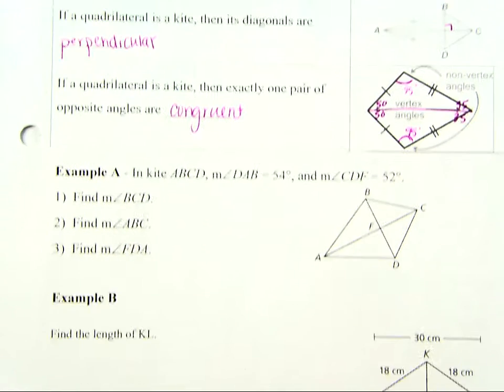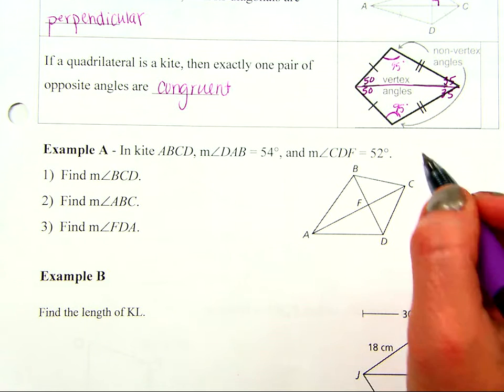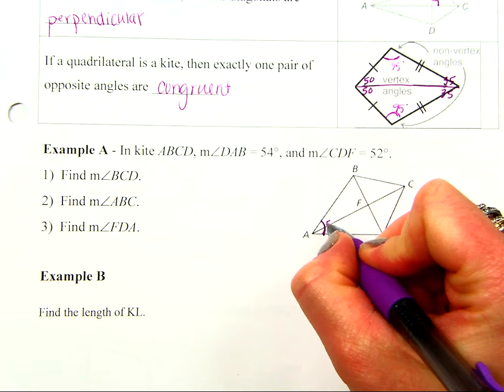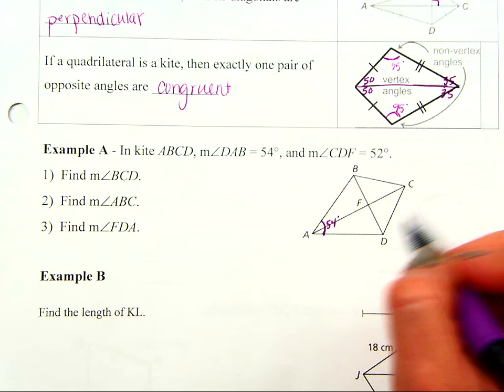Okay, they're going to ask us to take a look at finding some angle measures in example A, and sometimes there is more than one way to come up with your answer. In my kite ABCD, it tells me that the measure of angle DAB is 54 degrees. DAB would be this angle, what I'm going to say at the bottom. And CDF is 52 degrees.